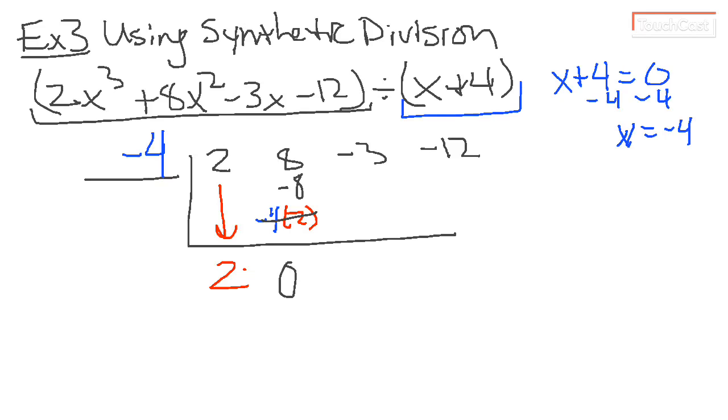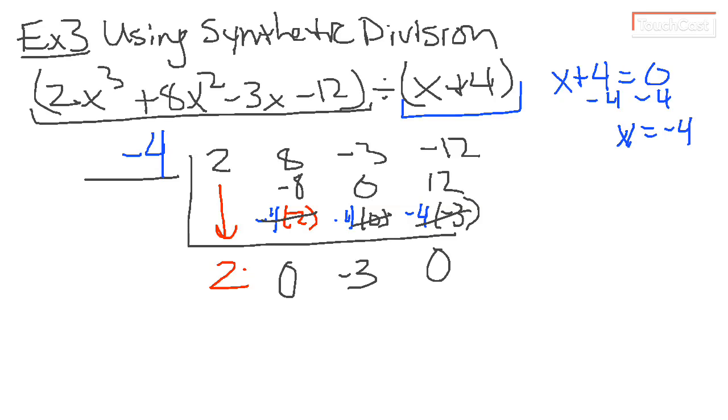Then we're going to do the same process. We're going to go negative 4 times 0, which is going to just give us a 0. We add going down. Negative 3 plus 0 is negative 3. We keep repeating the process. We're going to go negative 4 times negative 3. Negative 4 times negative 3 is positive 12. Adding down, negative 12 plus 12 is 0.